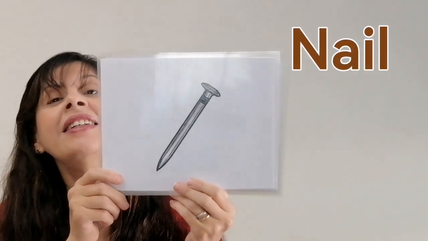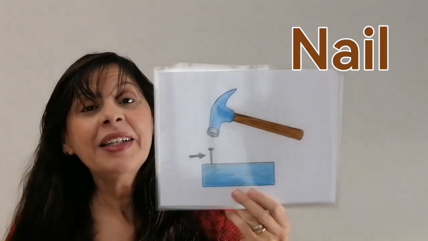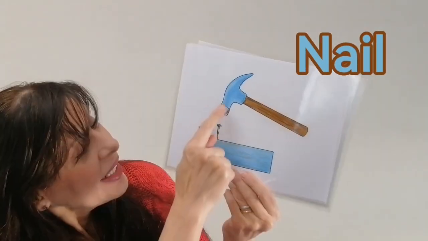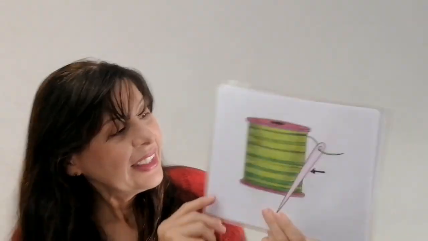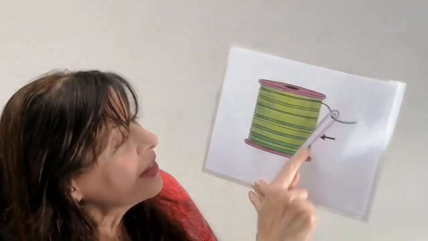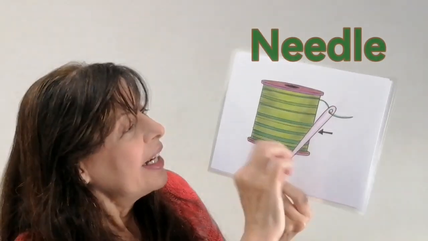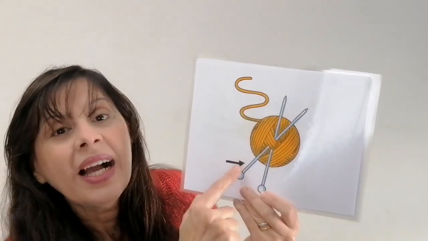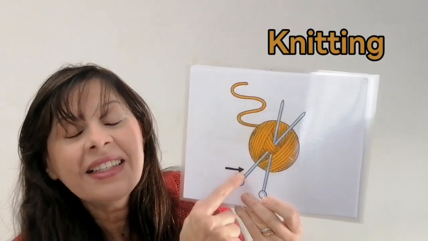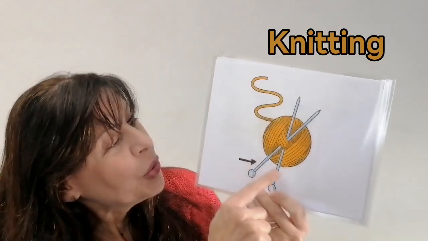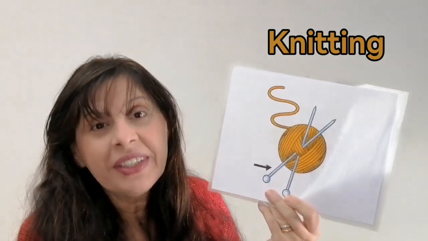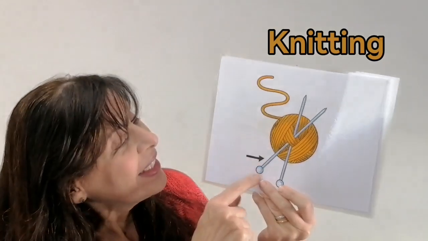Nail, nail. Here we use the hammer with the nail, nail and hammer. And needle, that's a needle. I can use it with a thread, that's a needle. Another needle, that's another needle. To net pullover, jumper, or anything, needle.